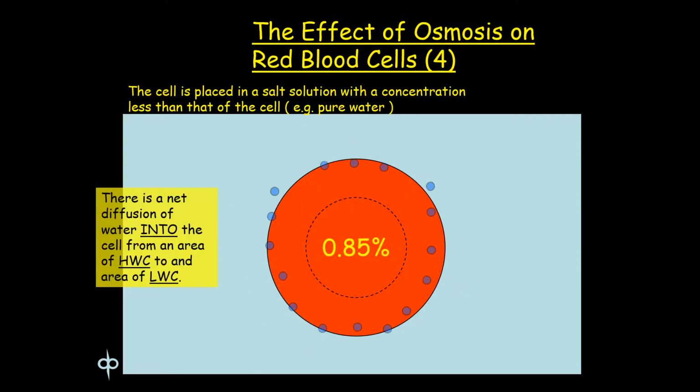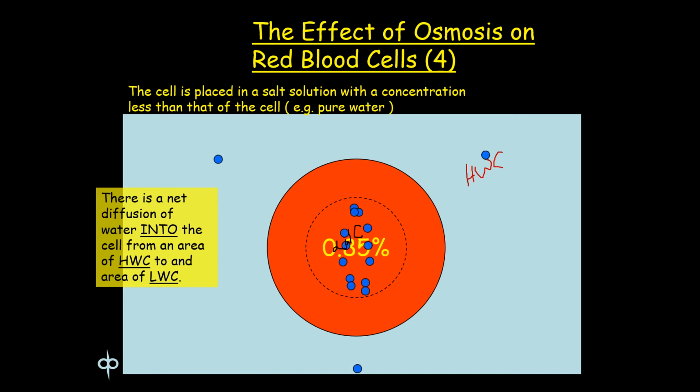So this shows an animation of what happens if you put an animal cell, like a red blood cell, into a high water concentration. So the cell will be placed in a salt solution with a concentration less than that of the cell, for example pure water. So this means that our high water concentration is going to be on the outside of our cell this time, and our low water concentration is going to be on the inside of our cell.